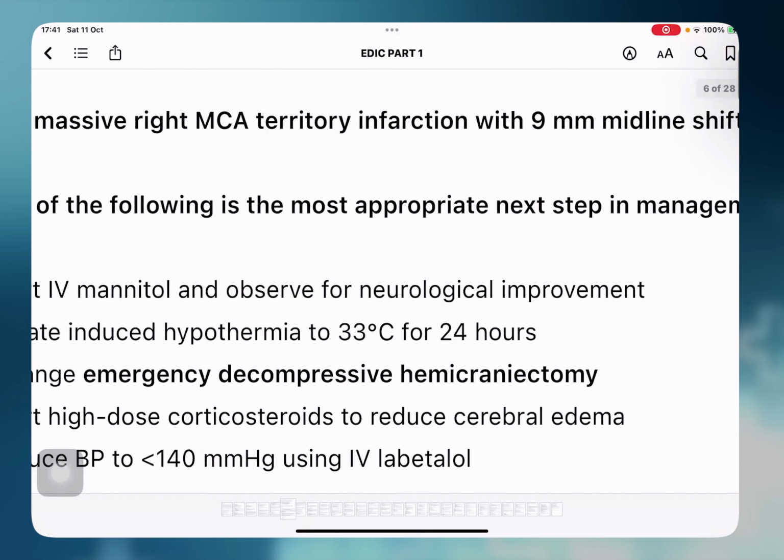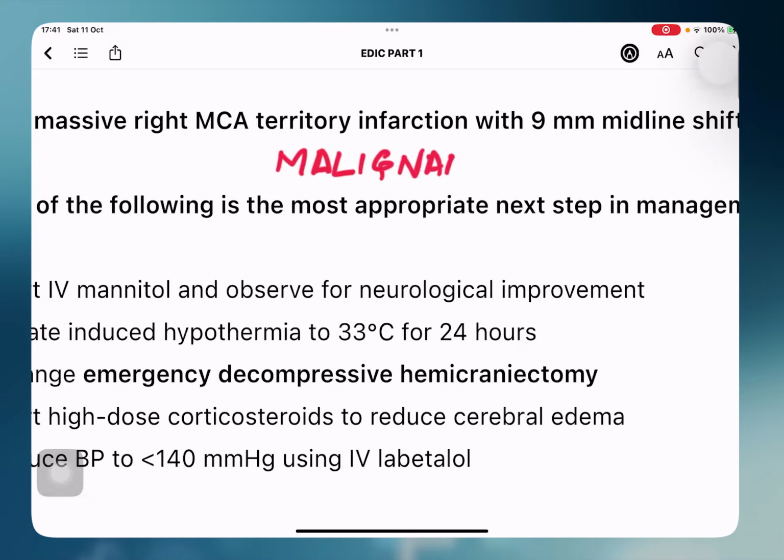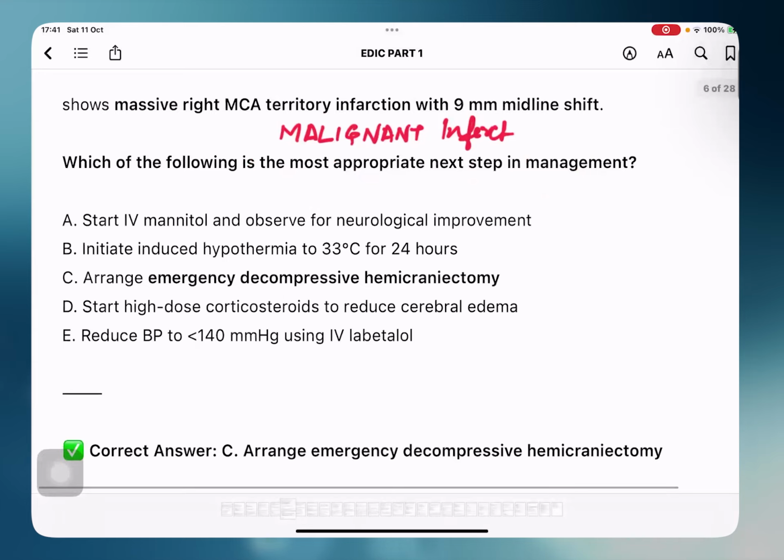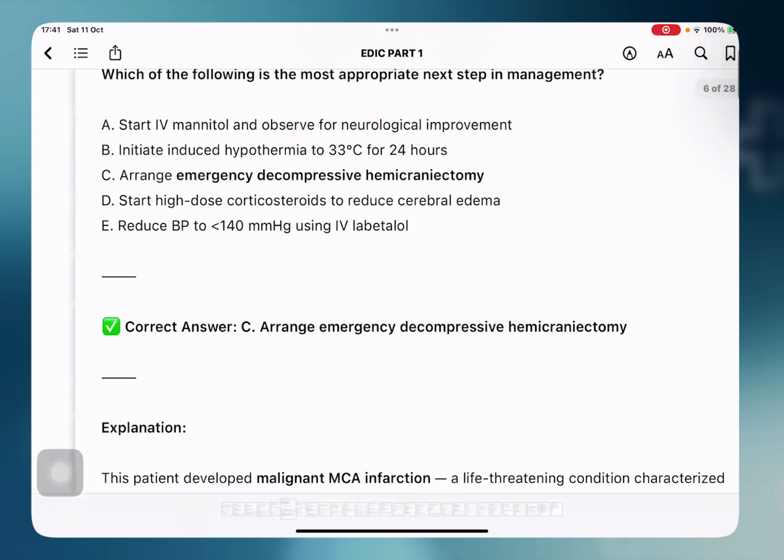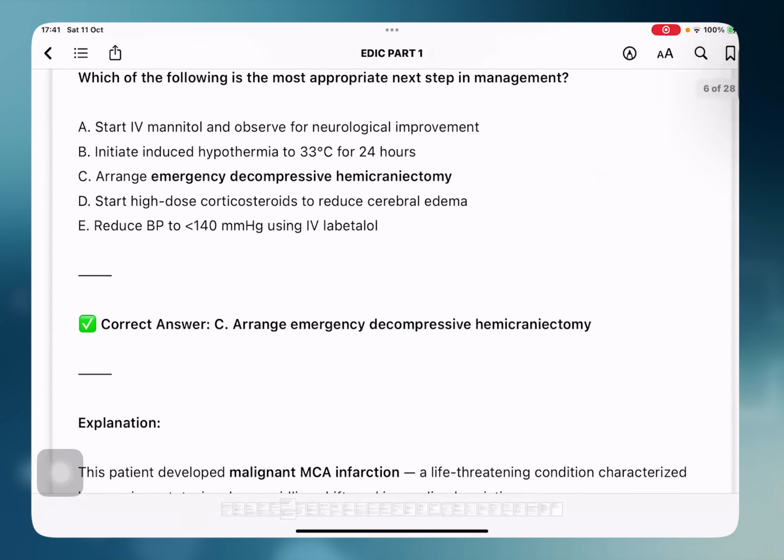Arrange for emergency decompressive craniotomy. Great. So, what is the diagnosis here? One word. Gentleman has raised ICP because of a malignant stroke. It is a malignant infarct. It means if you don't act fast, the patient is going to herniate and die. It's a life-threatening emergency. The answer is correct. You will have to go for an emergency decompressive hemicraniotomy or craniectomy.